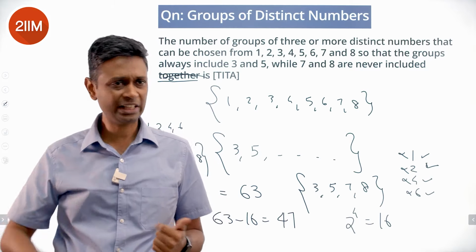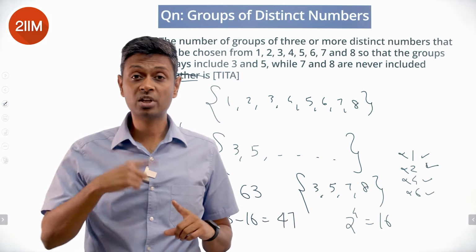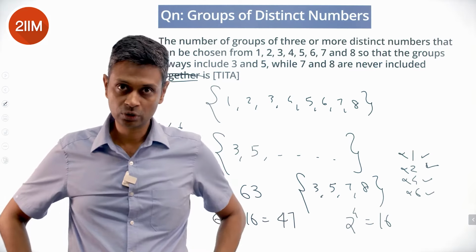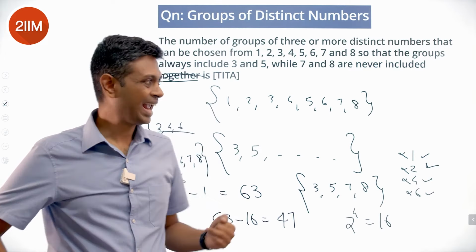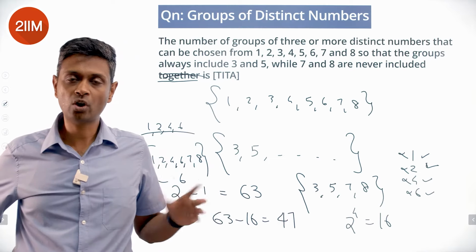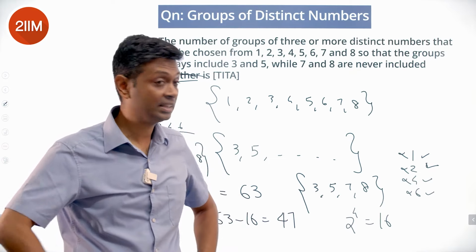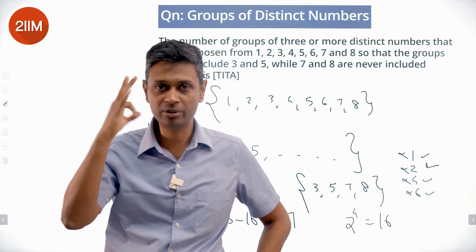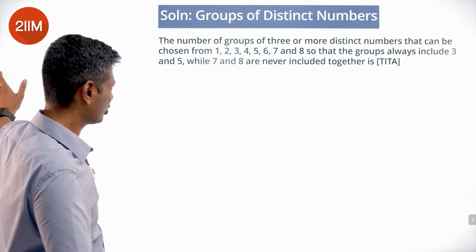The other way of doing this: count everything with 1, 2, 4, 6, count everything with 7 but not 8, and then 8 but not 7. In all of this, we need to keep in mind that we do not want to count any 3 element subset or any 2 element subset. At least 3 elements need to be there. That's the other way of going about, which is also possible.